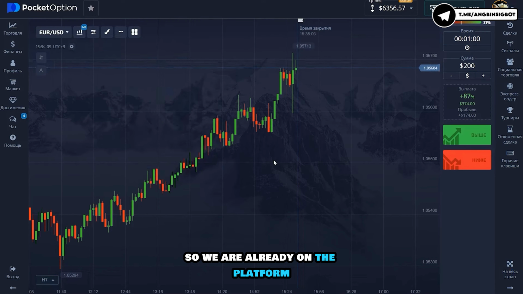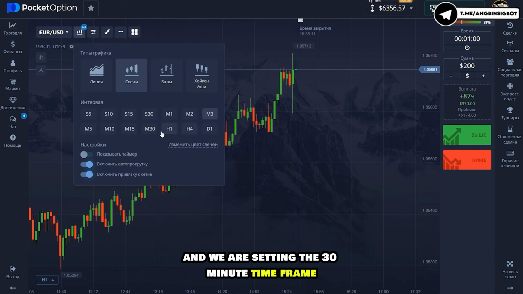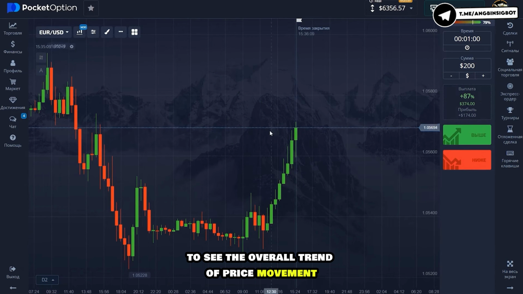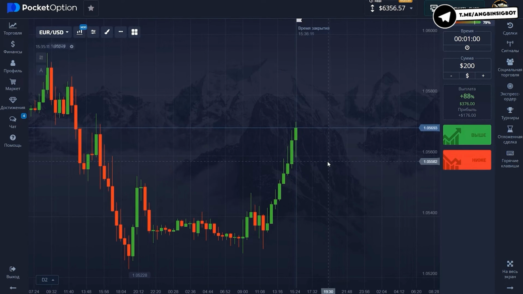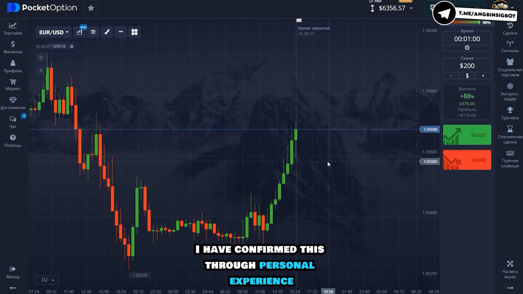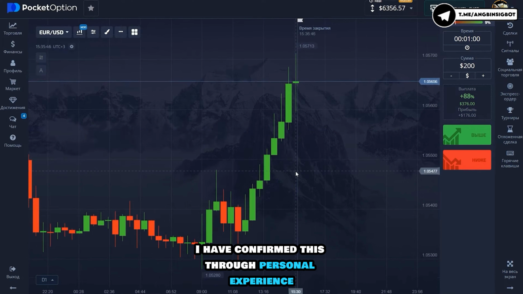So, we are already on the platform and we are setting the 30-minute time frame. Why did we switch to a 30-minute time frame? To see the overall trend of price movement. The trend is our friend. The trend is a friend to every trader, and it is best to trade with the trend. I have confirmed this through personal experience.